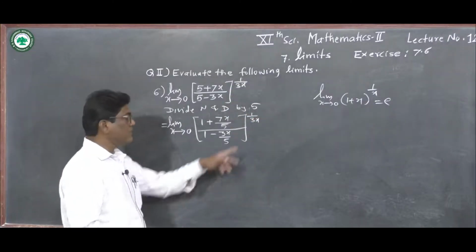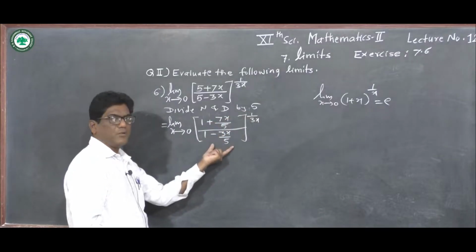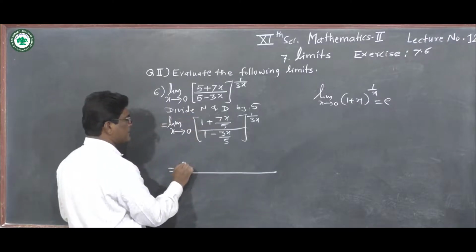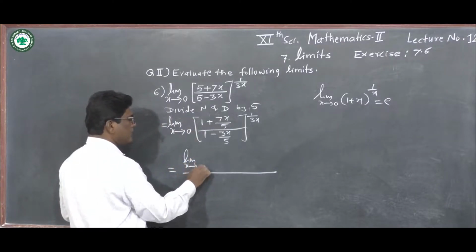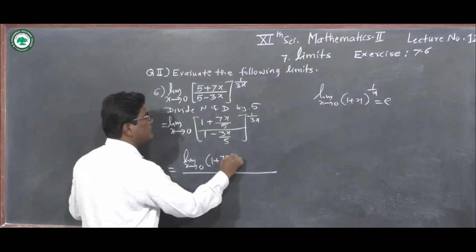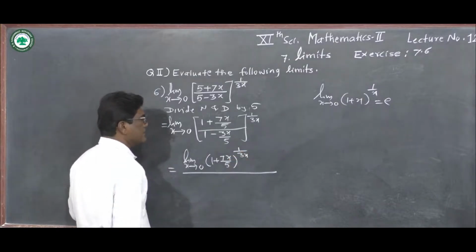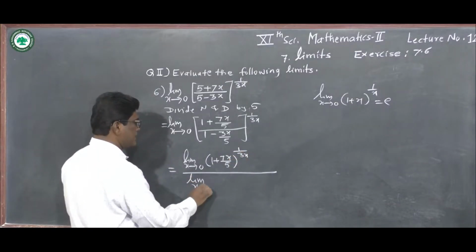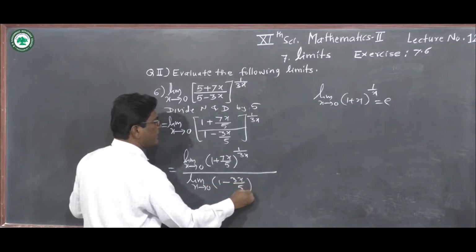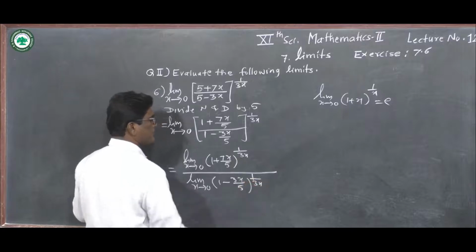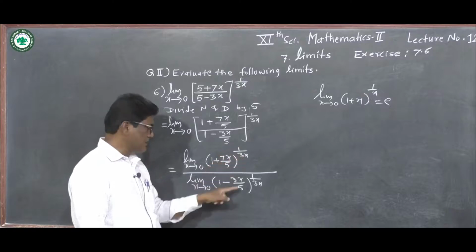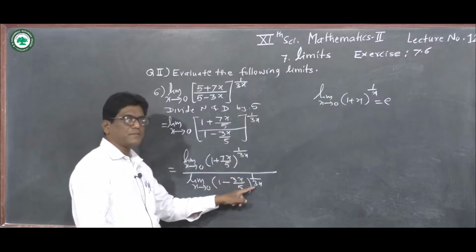Now we separate this power 1/(3x) to the numerator and denominator with limit. So it is equal to limit as x tends to 0 of (1 + 7x/5) to the power 1/(3x), divided by limit as x tends to 0 of (1 - 3x/5) to the power 1/(3x). Now we have to adjust the reciprocal of each as a power.